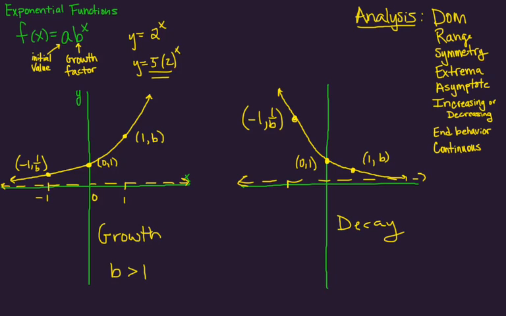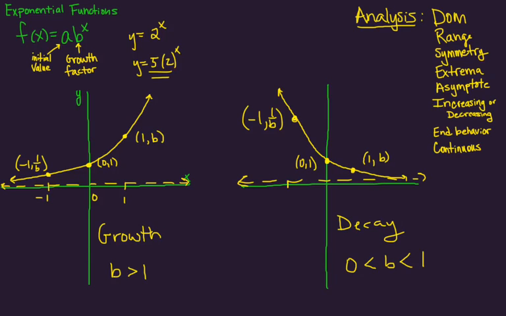For decay, B is going to be between 1 and 0. You will not deal with 0 being B, and you won't deal with B being 1, because 1 to any power is what? 1. So you're going to get 1 times 1 times 1 times 1 times 1 ad nauseum, and you're done with it, right? It's the same thing, it's just monotonous.